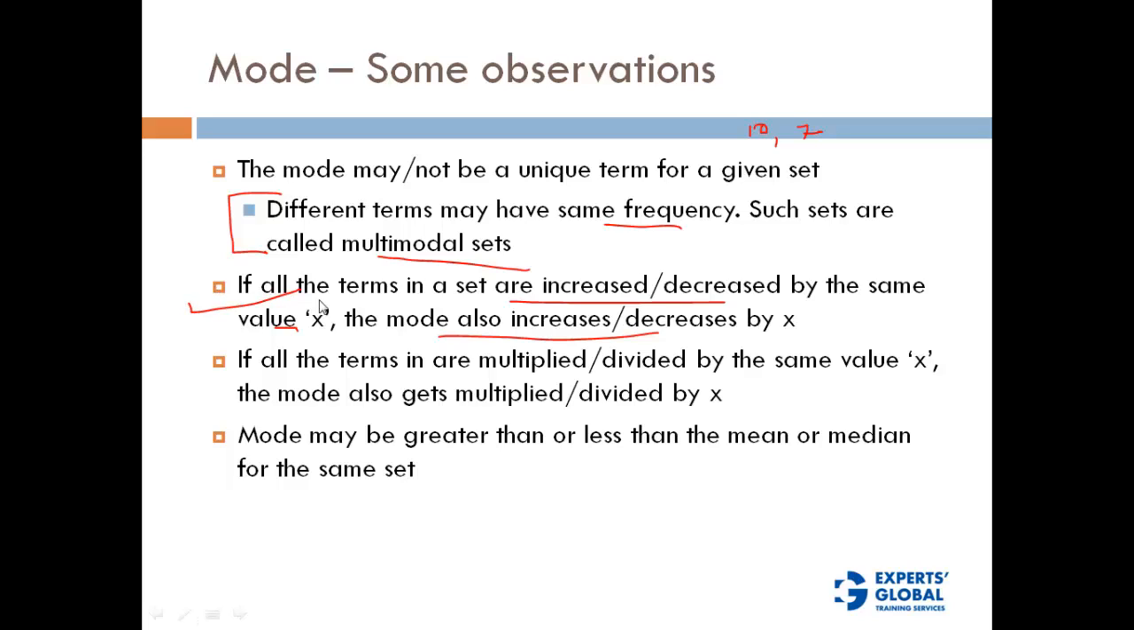Similar to what we have seen in mean and median, I encourage you to try to prove this on your own. If all the terms are multiplied or divided by the same value x, the mode also gets multiplied or divided by the same value x. This you can also try on your own. Mode may be greater than or less than median or mean. So again we are seeing that mean, mode and median do not have any relationship among them.